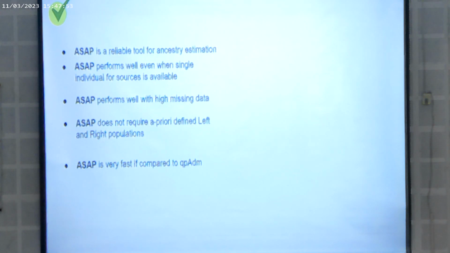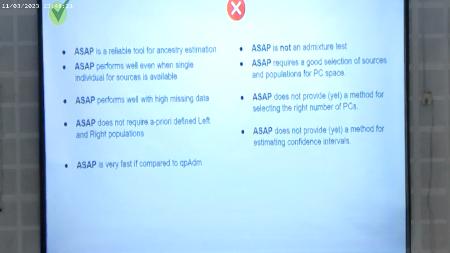It does not require an a priori defined left population, source population, and right population. You just put everything in your estimation, and at least for our approach, it correctly recognizes which are the real sources of populations, and again it is very fast compared to qpAdm. Of course, that's not all. There are some bad things as well.